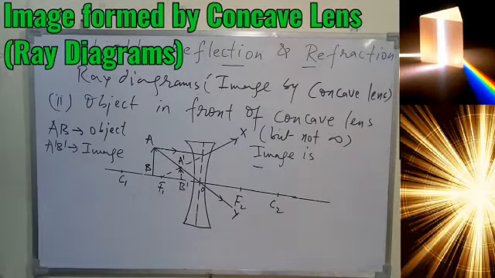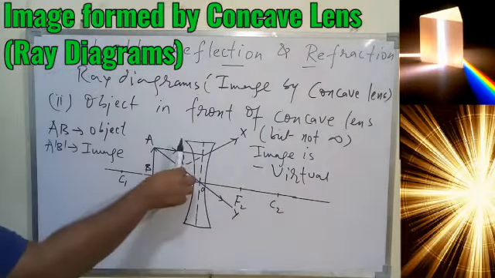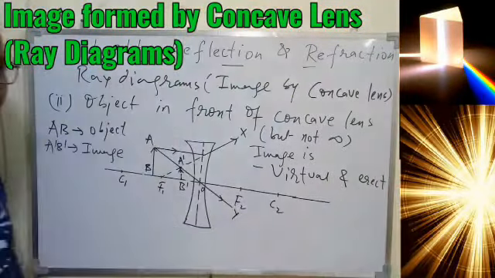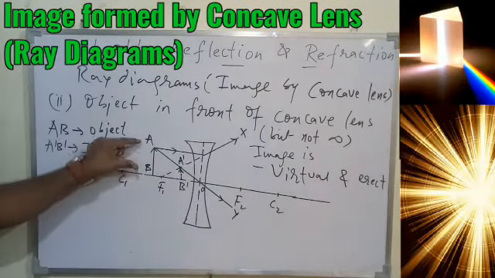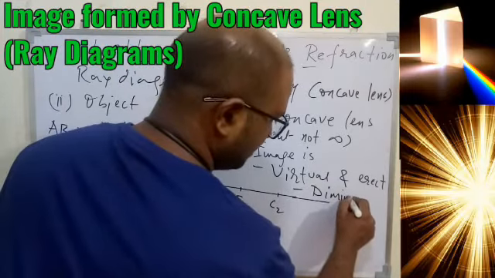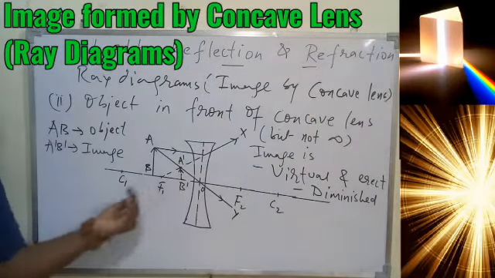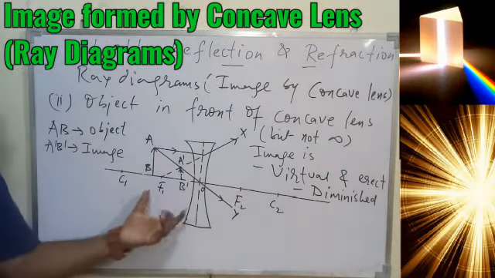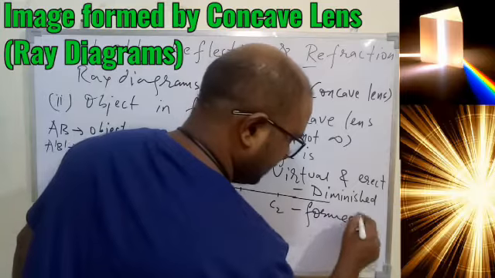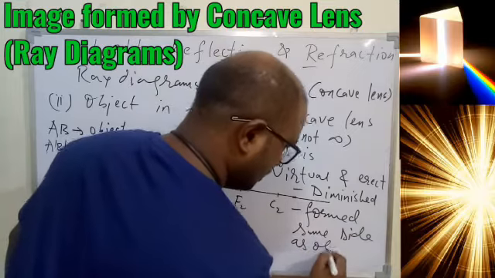So you can see the very first image is virtual, no doubt, and you can see the image is also upright. So all the time we know the virtual image will be erect or upright, and you can see the size of the object and size of image, it is very small. So the image is diminished, and we can write down the image is formed on the same side as the object. So we don't need to specify the position, just write down is formed on the same side as object.